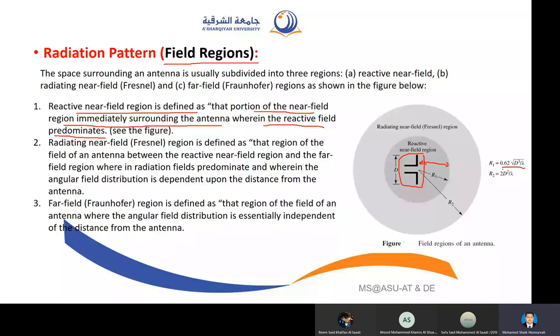There is a formula for this. This distance R1 is equal to 0.62 square root of d cube by lambda. What is d here? D means the dimensions of the antenna. If it is a dipole antenna, you will take the length as the dimension. Lambda again depends on frequency: lambda is equal to c by f. At whichever frequency you are using the antenna, you will get that lambda.